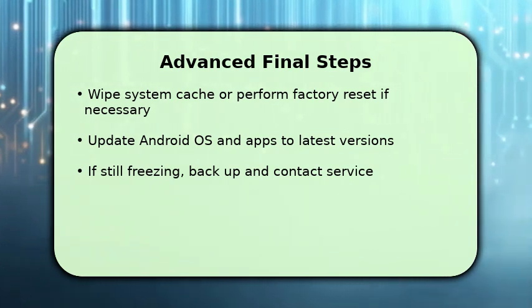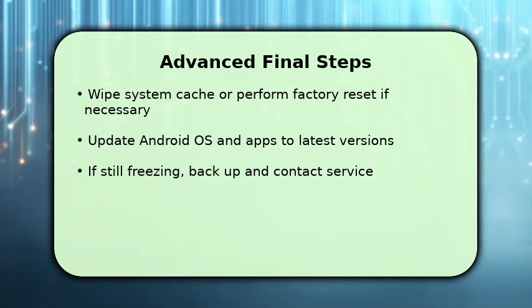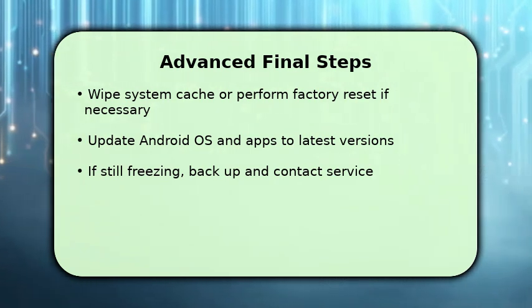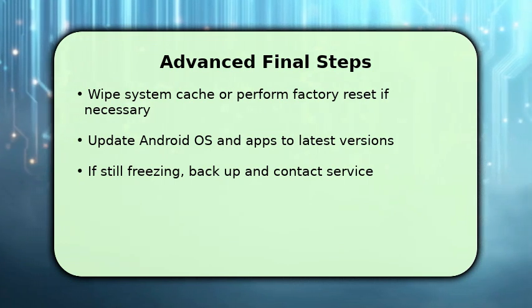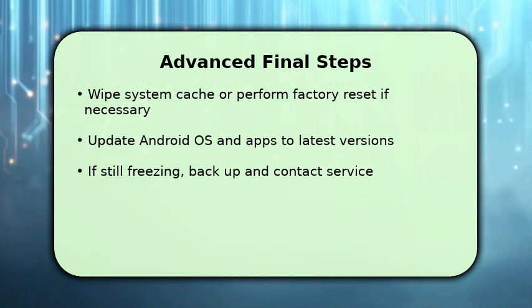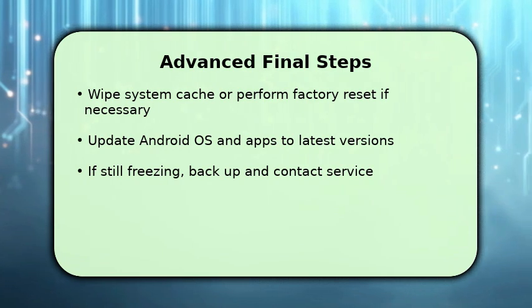If problems persist, make a full backup and perform a factory reset. This removes persistent software corruption. Once reset, immediately update Android and apps to the latest versions to prevent repeat issues.